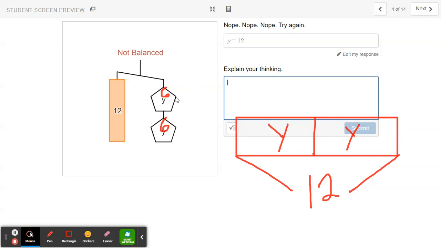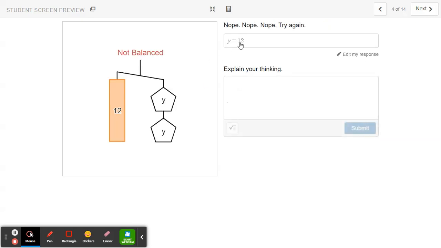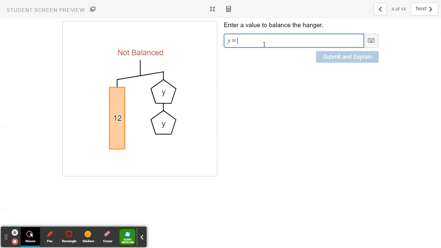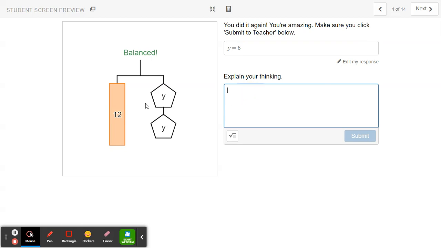That's interesting. It says no, that doesn't equal 12. Well, let's go back and look at our other one. Interesting. I'm noticing some coloring differences. Let's try something here. Oops, because I put in 12. Should be 6, right? There we go. All right, so we know each one is 6 because there's 2 equal y's that make that up.